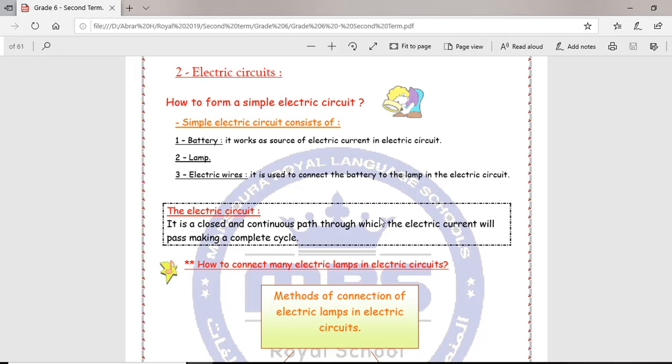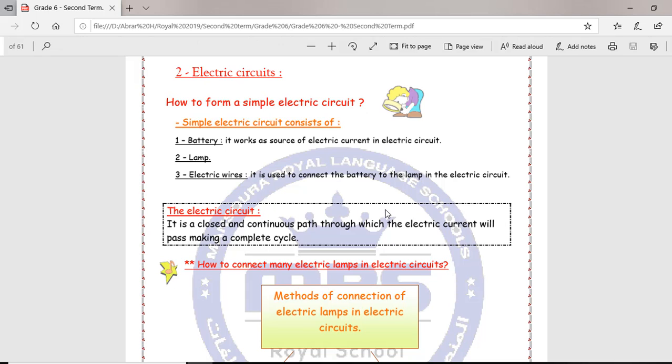Let's talk about the second part of our lesson, which is the electric circuits. What is the meaning of electric circuit? In grade 4, you knew that the electric circuit consists of battery, electric wires, switch, and lamp. But what is the meaning of electric circuit? The electric circuit is a closed and continuous path through which the electric current will pass, making a complete cycle. That's why we call it circuit.